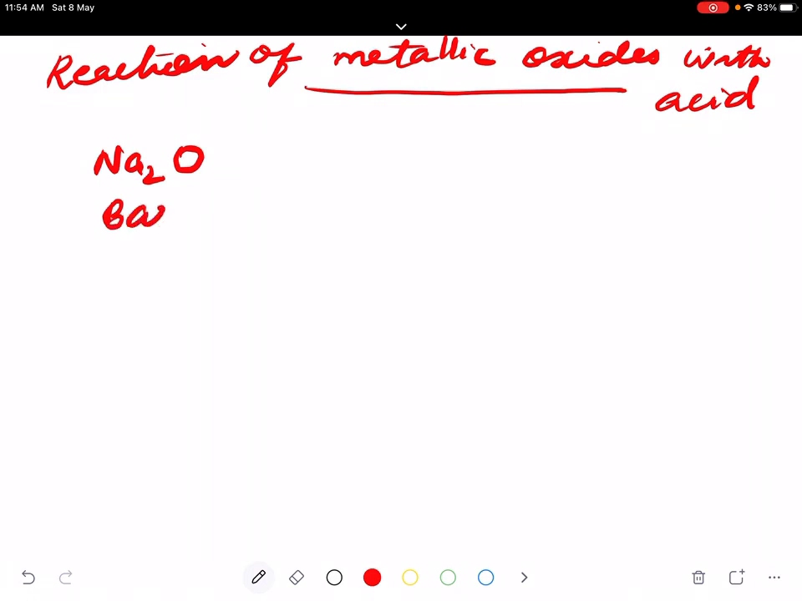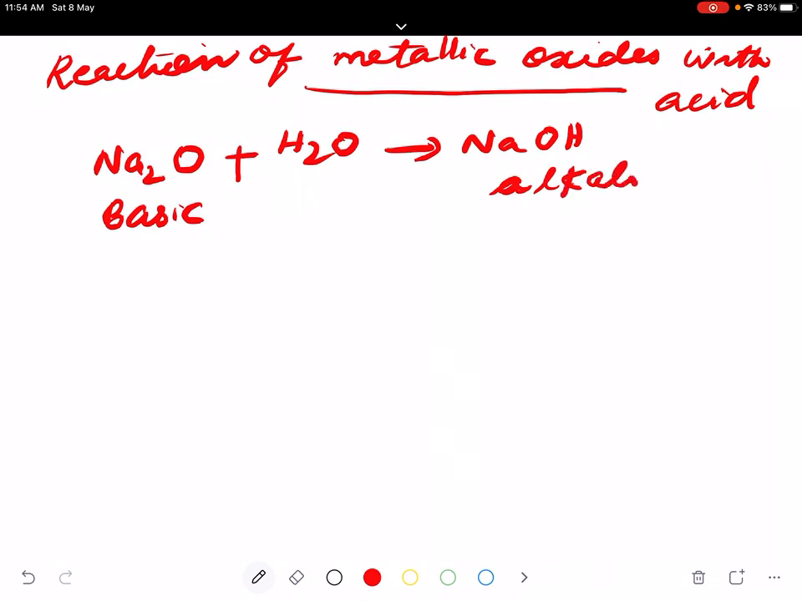Sodium oxide is also a metallic oxide. Metallic oxides are basic in nature. When the sodium oxide is dissolved in water, you will be getting sodium hydroxide. After dissolution, we call it alkali. Soluble bases are called alkali. So, generally, we say metallic oxides are basic in nature. Then, when this metallic oxide is treated with acid, you will be getting salt and water. Base plus acid gives salt and water.